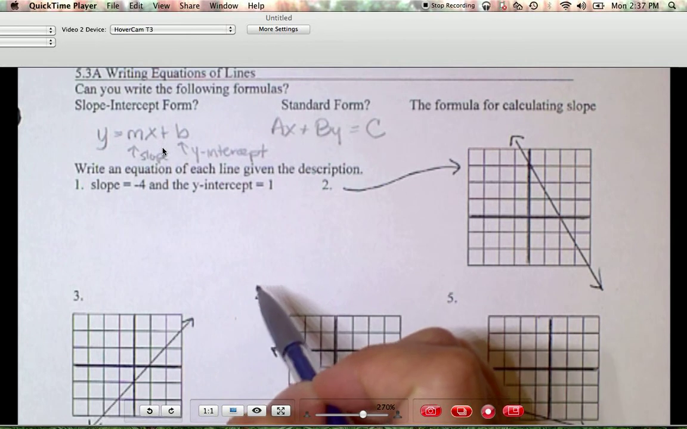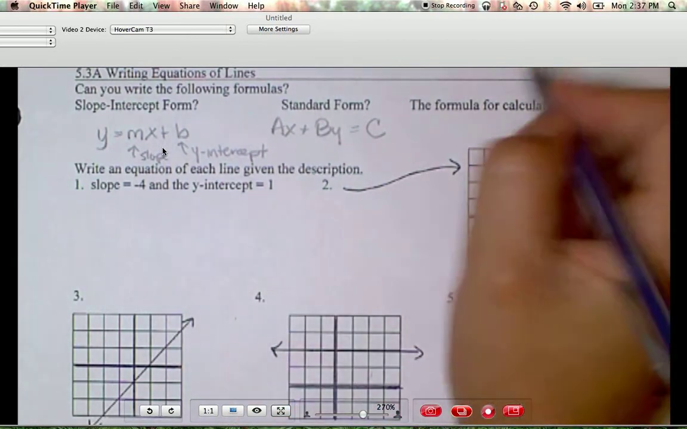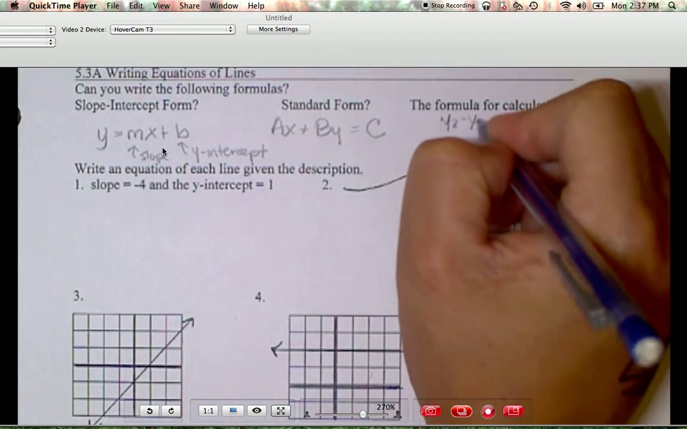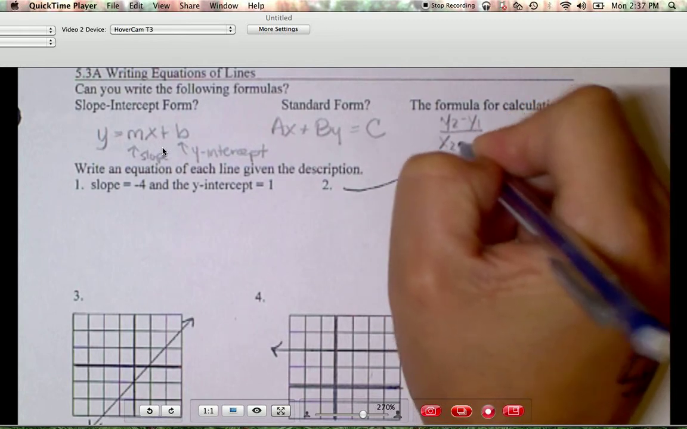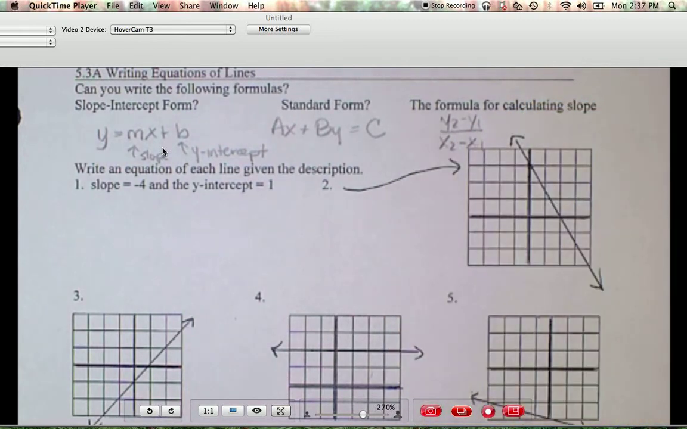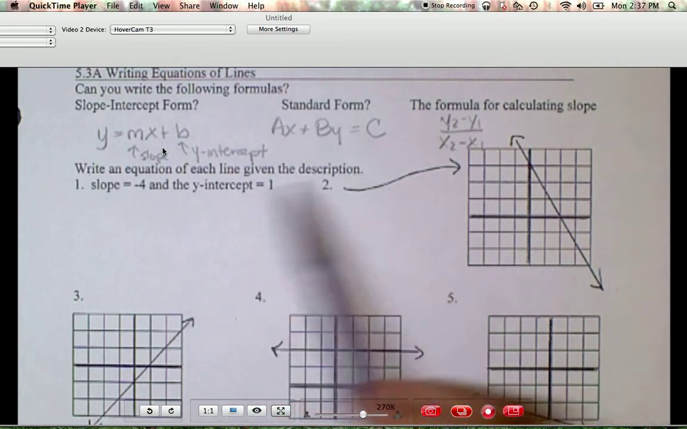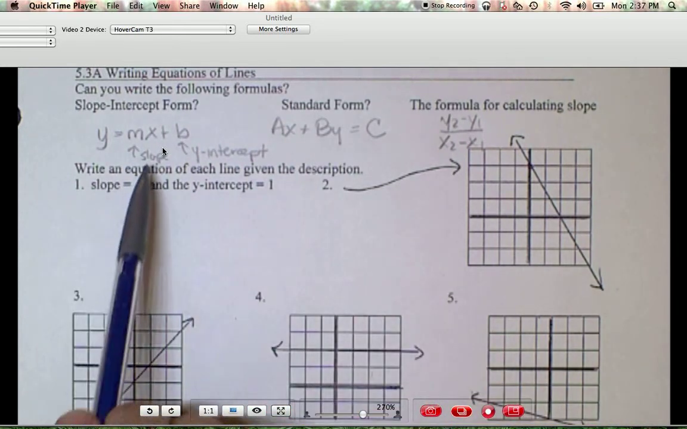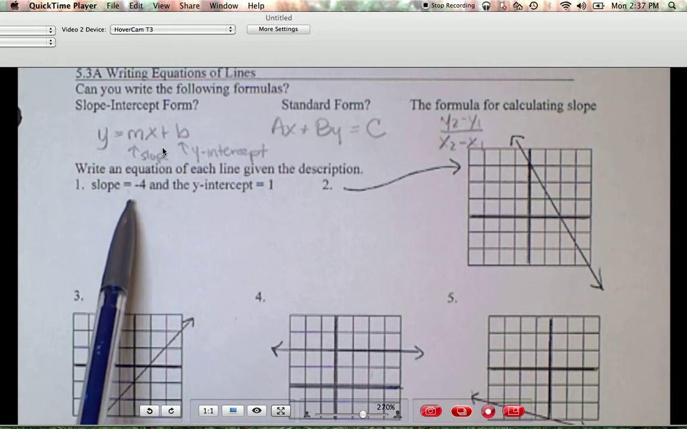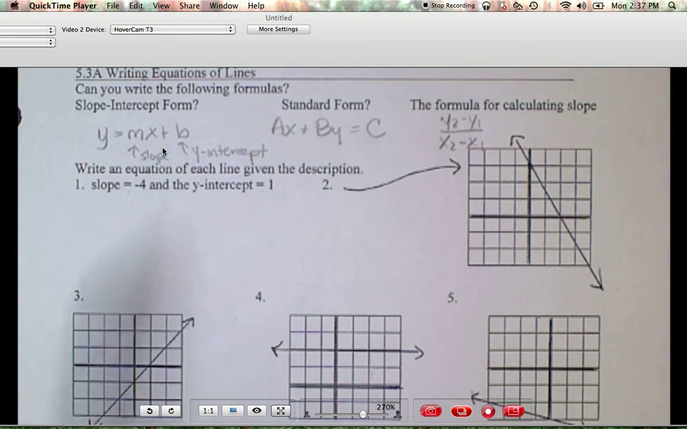And then the order has to be correct. How about the formula for calculating slope? y2 minus y1 over x2 minus x1. Okay? So if we utilize these three formulas, depending on what we're doing, we would use different formulas. So the first type of problem here is where we want to write an equation of a line given the description. So number one, we have a description here where the slope is -4 and the y-intercept is 1.